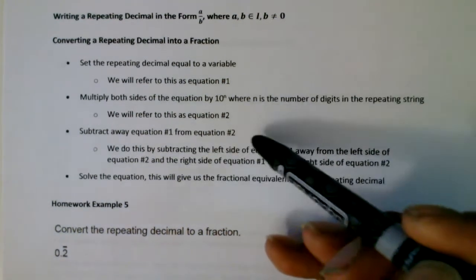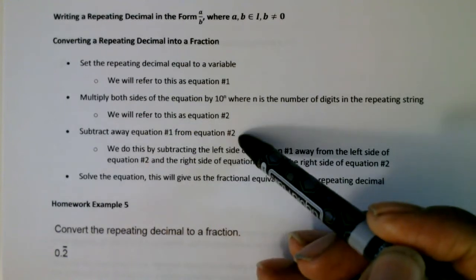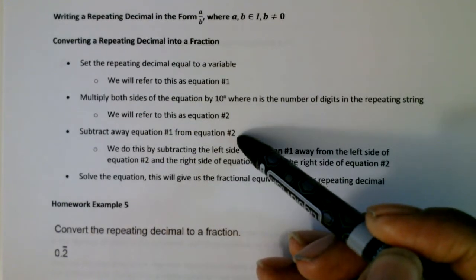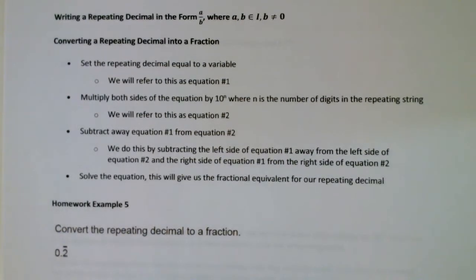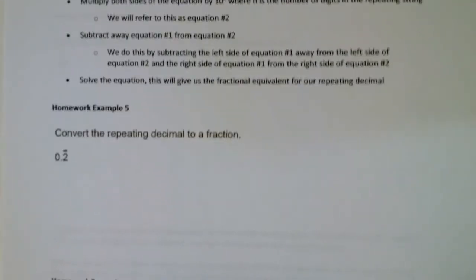Then next you're going to subtract equation 1 from equation 2. And then you'll be left with an equation that you're going to solve for that variable. And what that would give you is the fractional equivalent for our repeating decimal. Okay. Now, I do have a few examples of this, so we'll go over these in this video following this procedure.